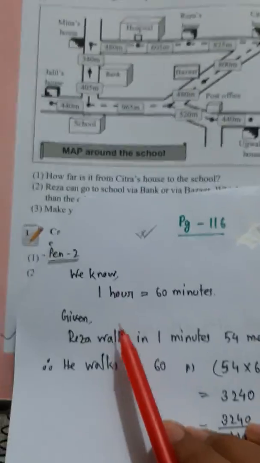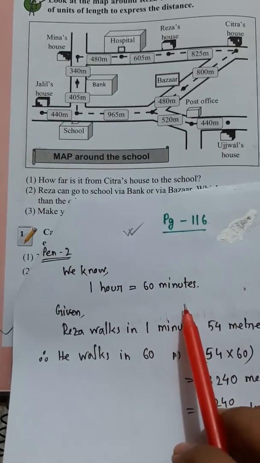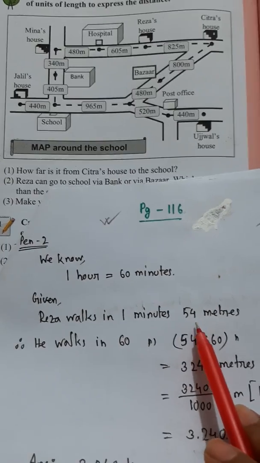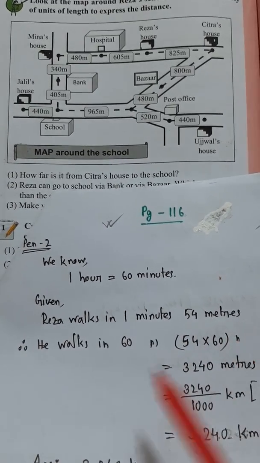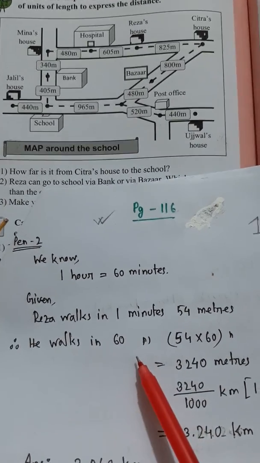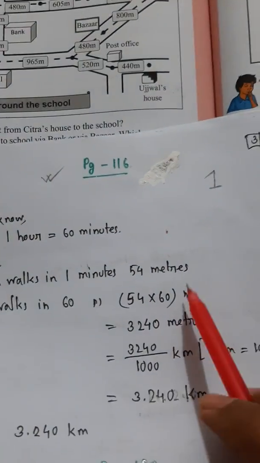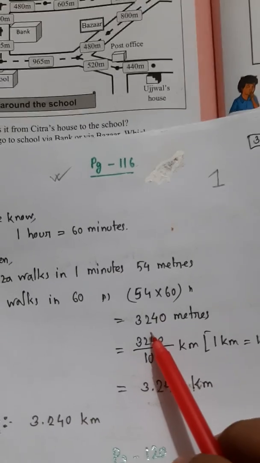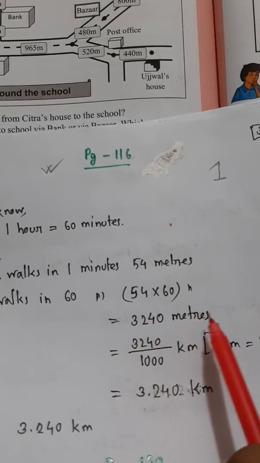Solution. We know 1 hour equals 60 minutes. Given Reza walks 54 meters in a minute. He walks in 60 minutes, so 60 times 54 gives 3,240 meters.